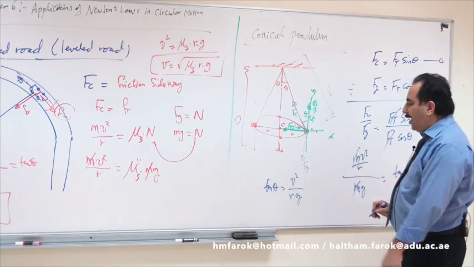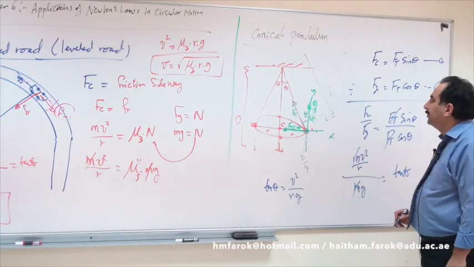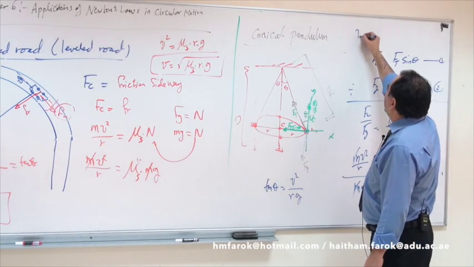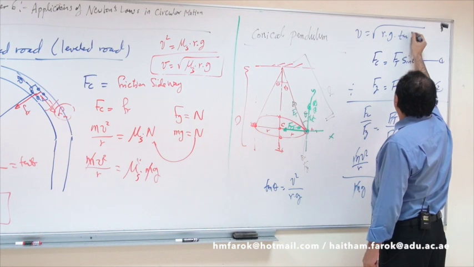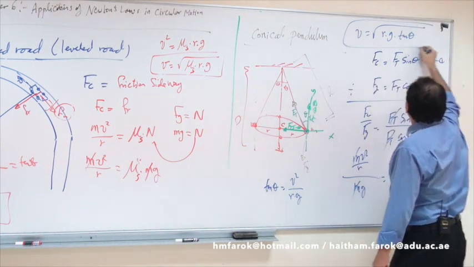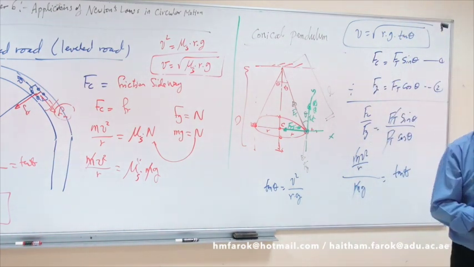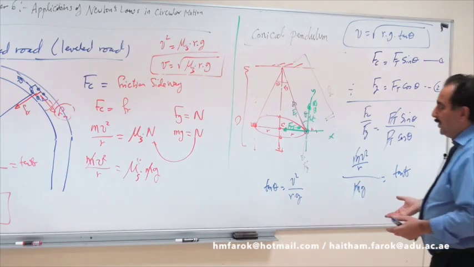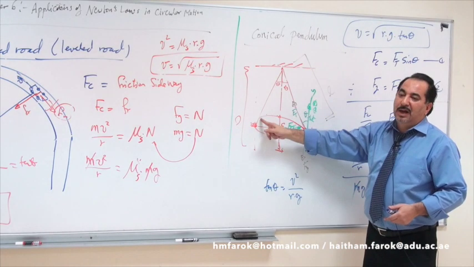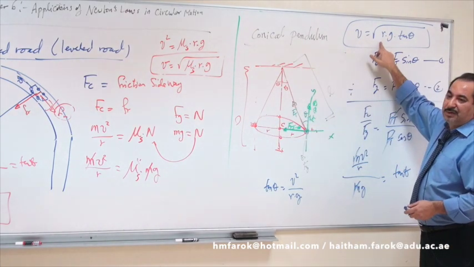Yeah? And write it in terms of v. I'll write it here now. V equal root rg. Okay. Surprise, surprise, it is the same equation, yeah? But how you look at it is different. Yeah? When you talk about a conical pendulum, how do you interpret this equation?